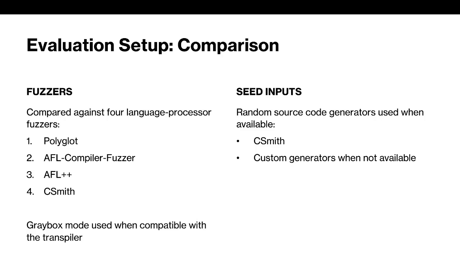In terms of source code generation, CSmith was used for the C programs, and then various iterations of it were used to generate random source code for the other input languages. The authors made custom generators when tools for generating random source code were not available. One of these languages was Hack.